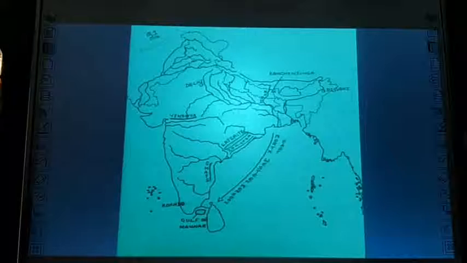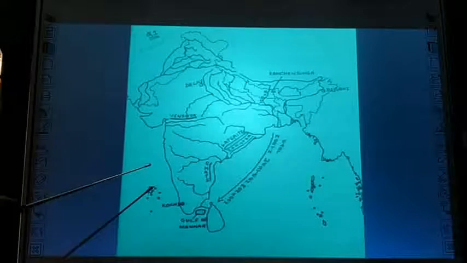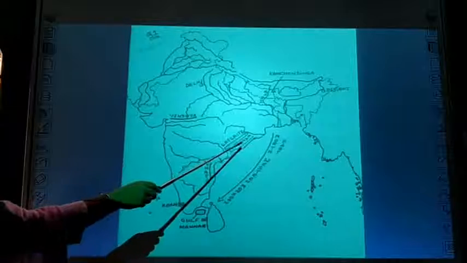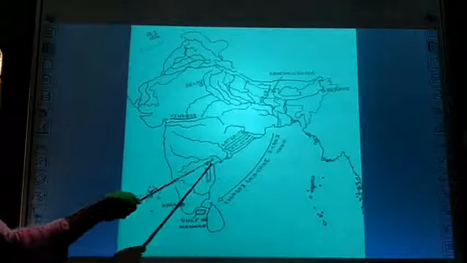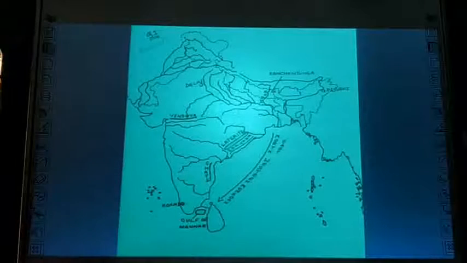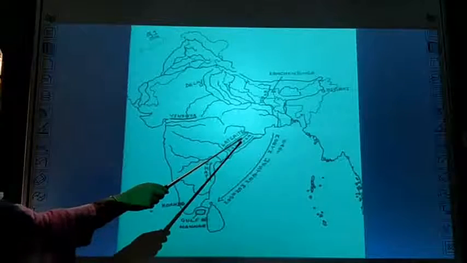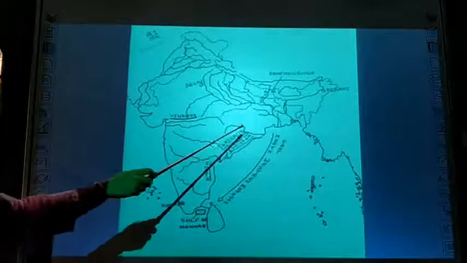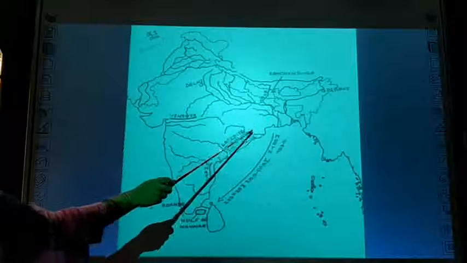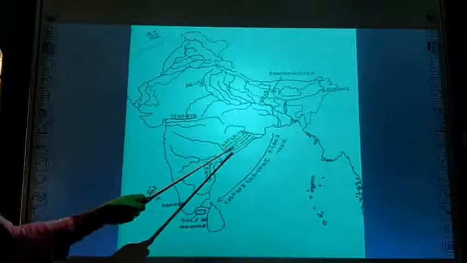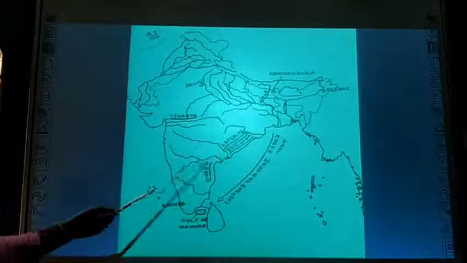Next, mark and name the Eastern Ghats. See, Eastern Ghats is here. It runs from Odisha through Andhra Pradesh to Tamil Nadu.